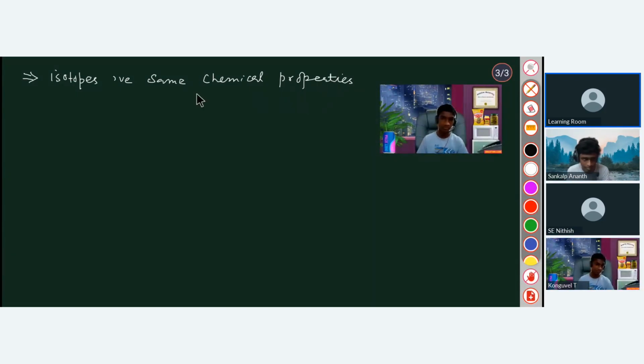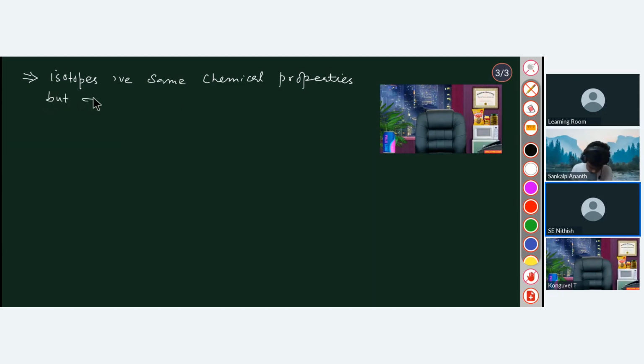Actually, chemical property is linked with the electrons. So they have the same number of electrons, so definitely they will have the same chemical properties. This is very important. So I will write here that isotopes have the same chemical properties but different physical properties.